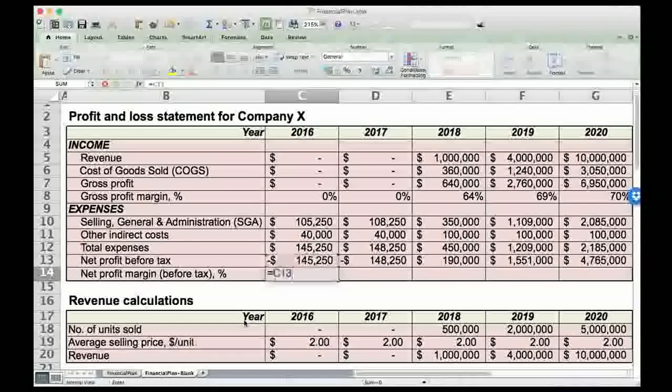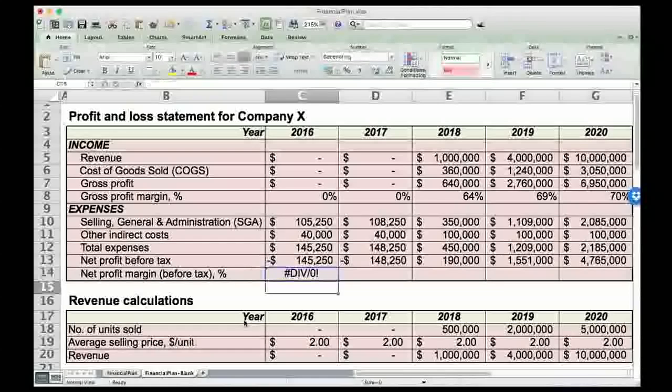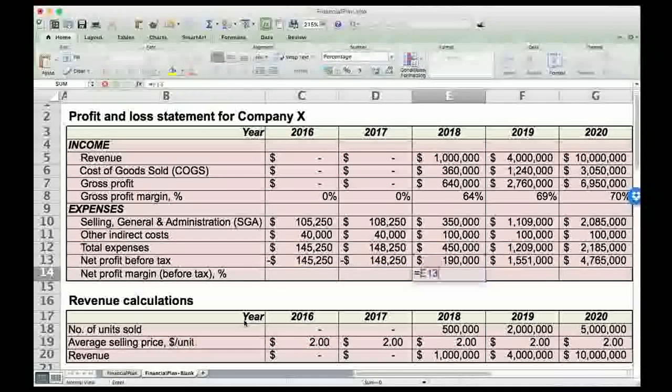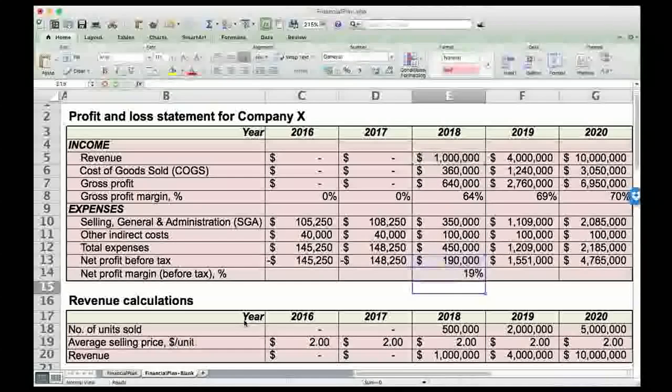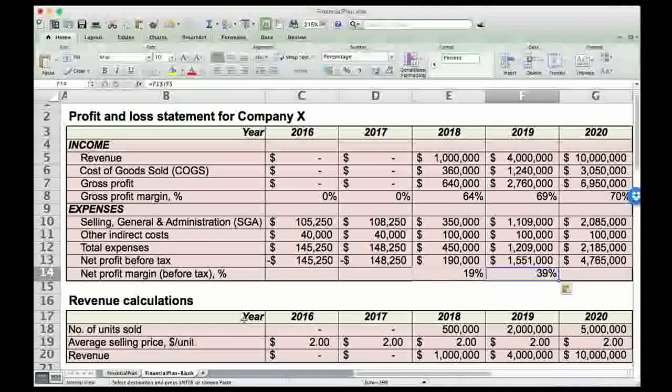And net profit before tax margin is net profit divided by revenue. And in the first case, you are not making any revenue, so there would be nothing in the first year, nothing in the second year, and then in the third year you would have a net profit margin of 19%. For 2019 it would be 39%, and then it would increase to 48% in 2020.